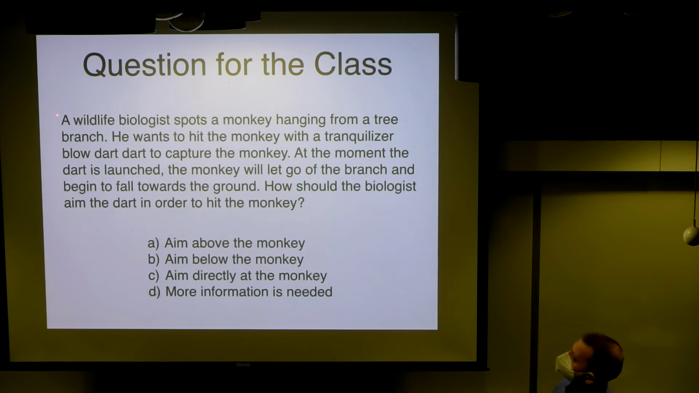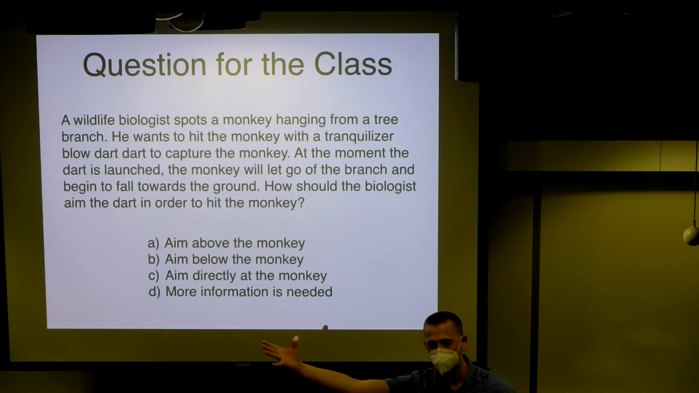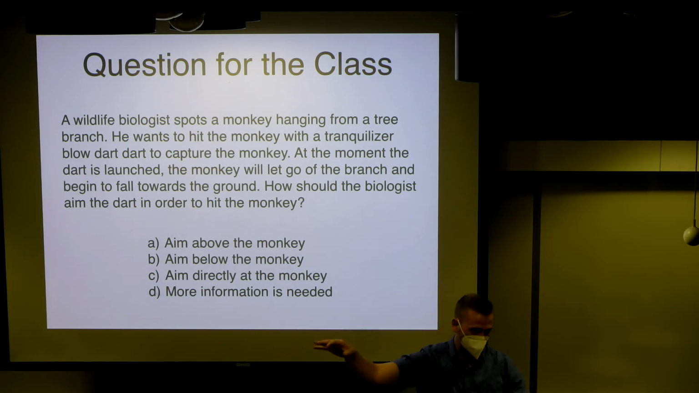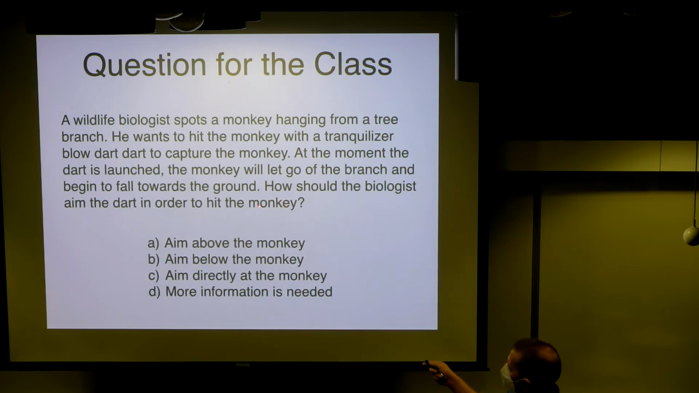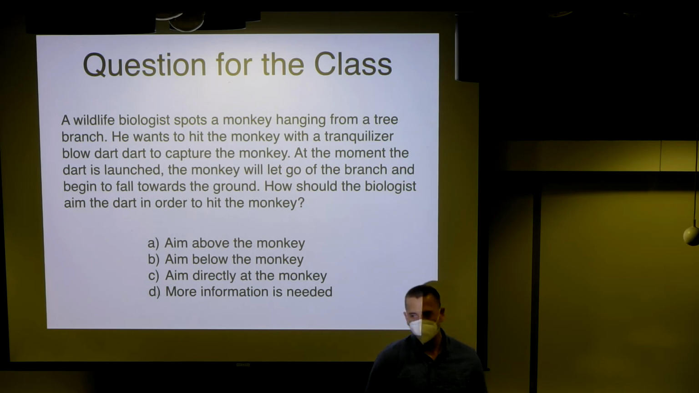So here's what's going on. A wildlife biologist sees a monkey hanging from a tree branch, and he wants to hit the monkey with a tranquilizer dart in order to capture it. At the moment that the dart is launched, the monkey is going to let go of the tree branch. So we have this dart which is fired, and then we have the monkey which lets go of the tree branch. Both of those motions happen at the same exact time. Of course, the goal is to hit the monkey with the dart. So how should the biologist be aiming the dart in order to achieve this?